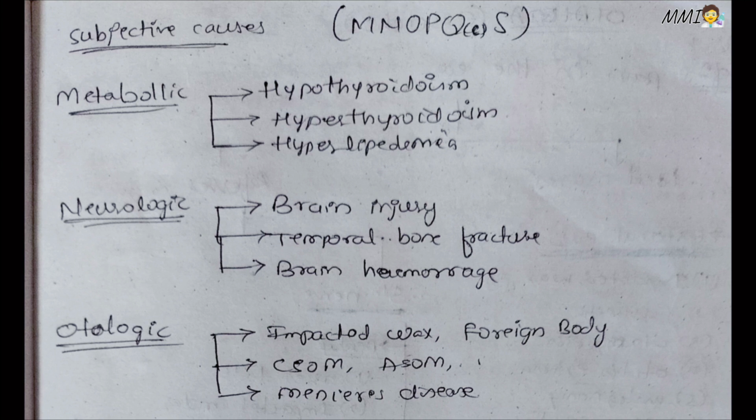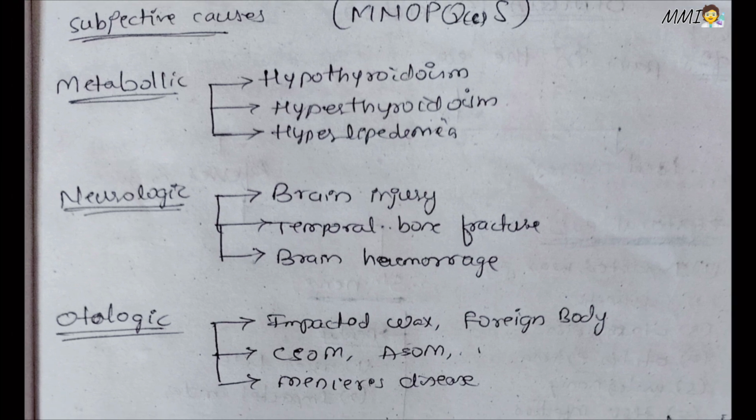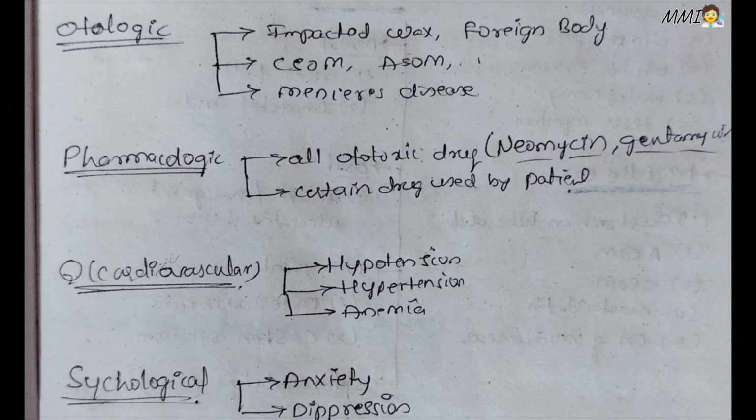Otologic means ear: impacted wax, foreign body, CSOM, ASOM, and Meniere's disease. Chronic suppurative otitis media, acute suppurative otitis media, and Meniere's disease, endolymphatic hydrops. Pharmacological causes, that is ototoxic drugs, that is neomycin, gentamicin, amikacin, etc. Certain drugs used by the patient. Q for cardiovascular, that is hypertension and anemia. Psychological, that is anxiety and depression.